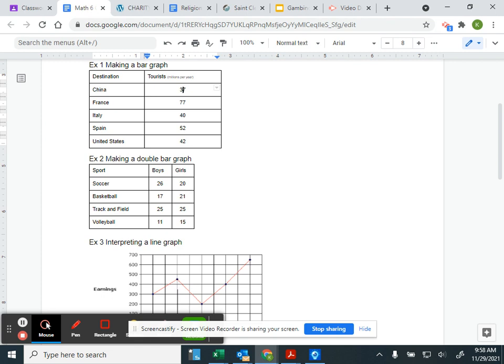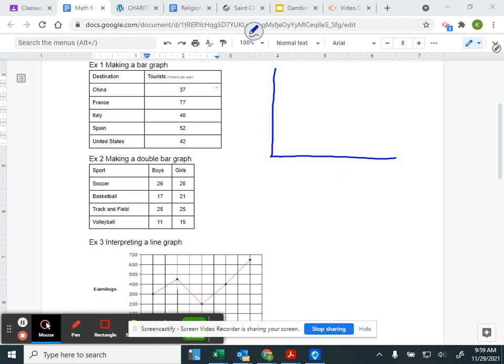So if we're going to make a bar graph out of this, the first thing we're going to do is choose the scale. So we have to think about what it means to choose a scale, and how we are going to put our numbers. We want our vertical and our horizontal axis, so you're going to need to draw the vertical and horizontal axis.